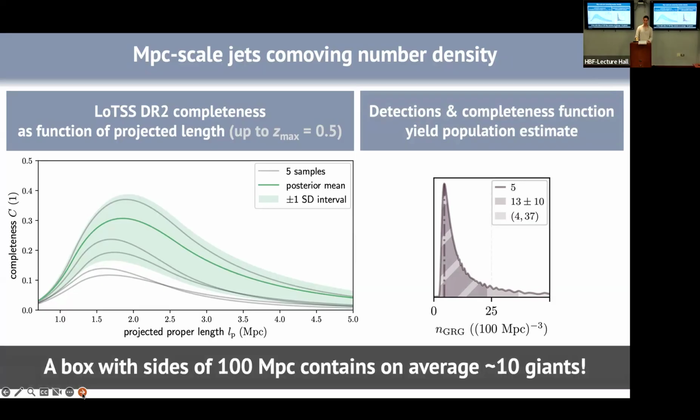The conclusion is that if you would have a box of 100 megaparsecs on the side, then such a box would at every moment in time roughly contain 10 megaparsec scale jets. And this is a typical numerical simulation box. So that's why I chose that.